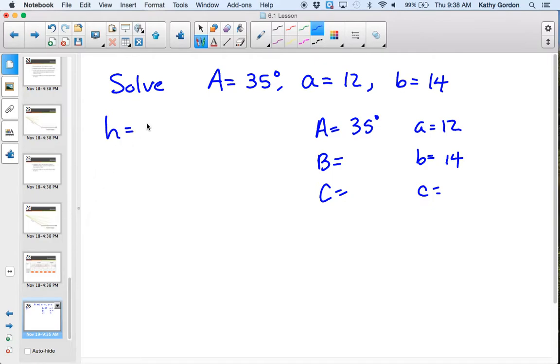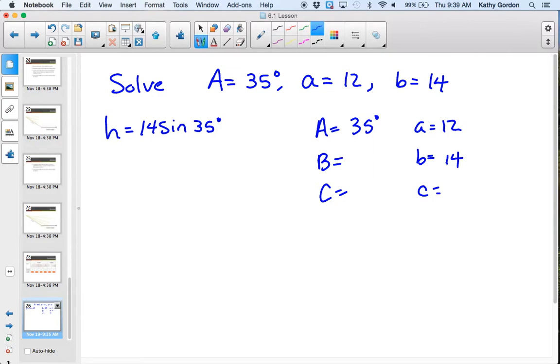Sine 35 equals O over 14. So what would be the O in this scenario? Nope, the height is the H. Say what you said again. Sine 35 equals O over 14. Okay, that works, sorry. It didn't process what you said until a few seconds later.